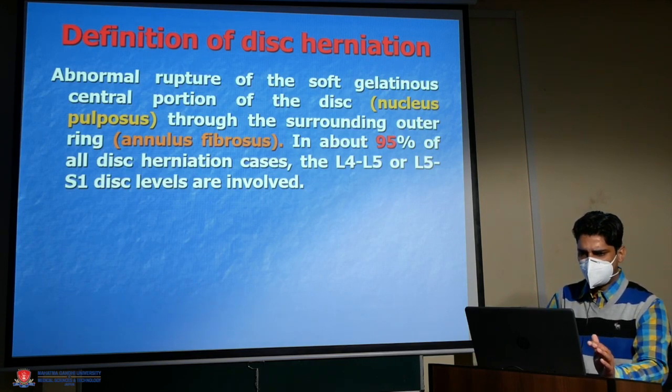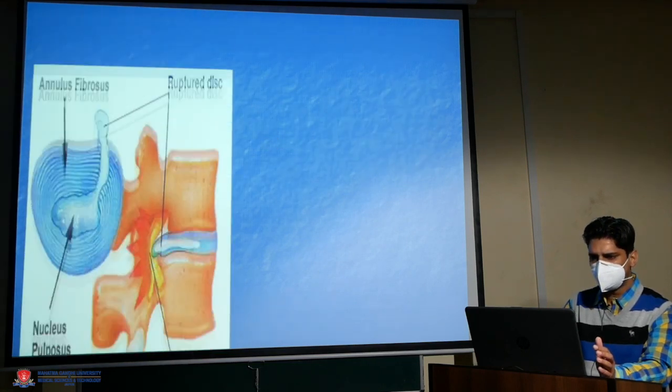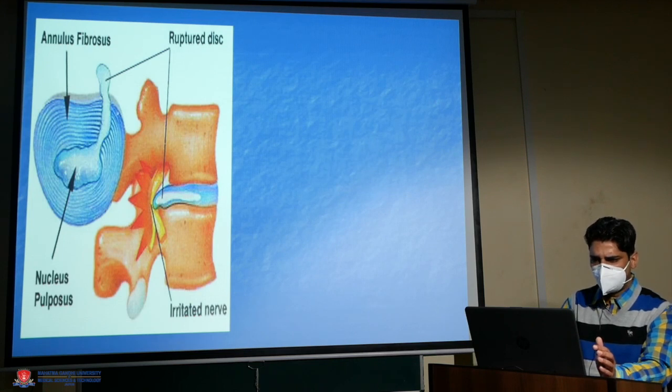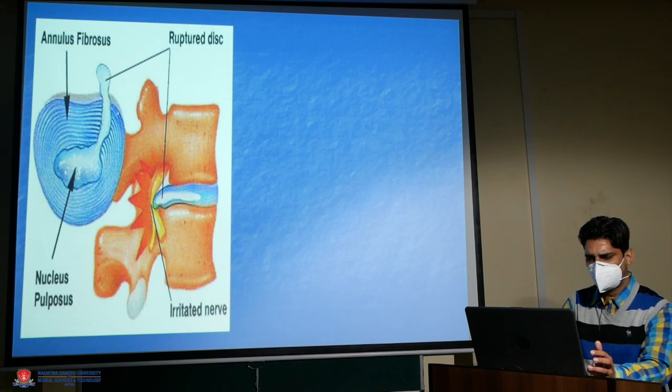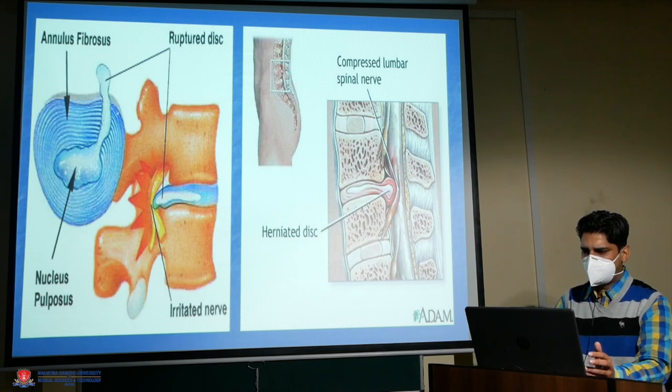So this is the abnormal rupture of nucleus pulposus, where the nucleus pulposus gets out from the disc space after the rupturing of annulus fibrosus, like this. The outer area is covered by annulus fibrosus. The central portion is nucleus pulposus. When there is a tear in the annulus fibrosus, the nucleus pulposus material will come out of this canal and will compress the nerve root, cord or dura. That will irritate the nerves, or sometimes compress the lumbar spinal nerves due to the herniated disc.